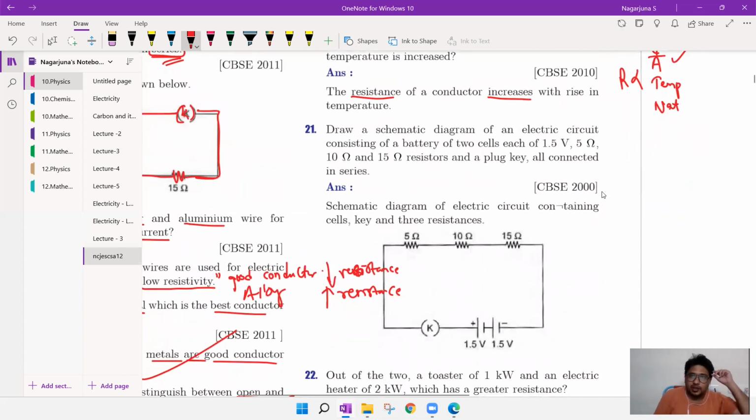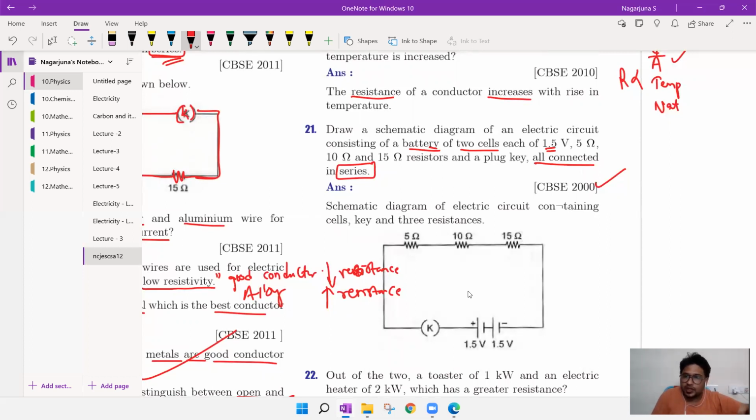21. In 2000, they asked, draw a schematic diagram of an electric circuit consisting of a battery of 2 cells of each. You see, battery of 2 cells. They'll give you a battery of 4 cells, battery of 2 cells, battery of 3 cells, something like that. So a battery of 2 cells of each 1.5 volt, 5 ohm resistor, 10 ohm resistor, 15 ohm resistor, and plug key, all connected in series. Everything must be in series.